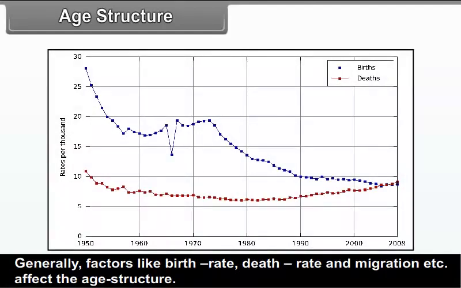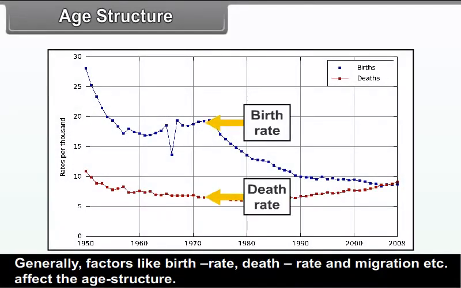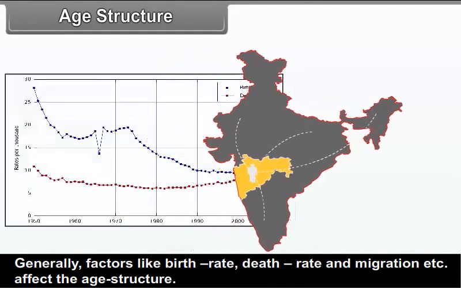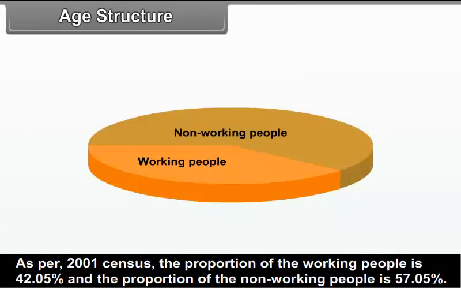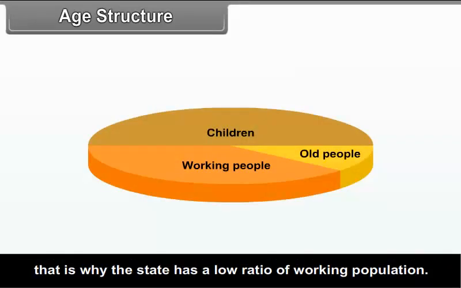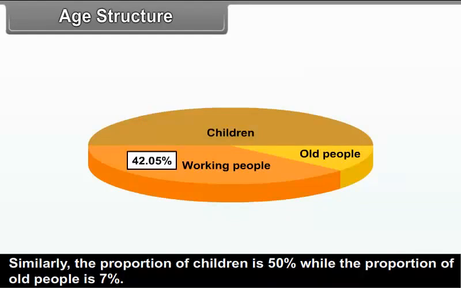Generally, factors like birth rate, death rate, and migration, etc. affect the age structure. As per 2001 census, the proportion of the working people is 42.05% and the proportion of the non-working people is 57.05%. That is why the state has a low ratio of working population. Similarly, the proportion of children is 50%, while the proportion of old people is 7%.